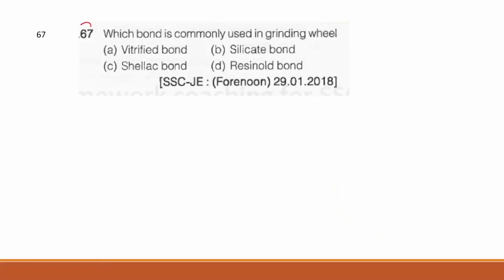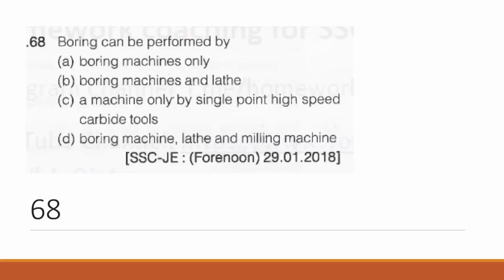Now the next question. Which bond is commonly used in grinding wheel? So the correct answer is A, vitrified bond. Vitrified bond is commonly used in grinding wheel. And for heat resistance and wear resistance, the silicate bond is used, right? 68. Boring can be performed by boring machine, lathe and milling machine as well. So the correct answer will be D. Right. You have to read all the options.